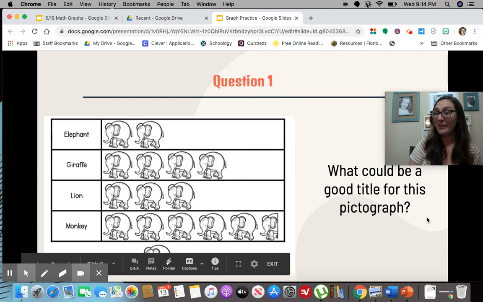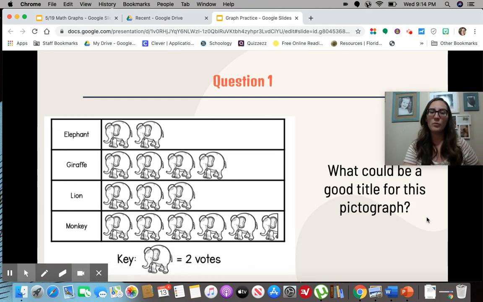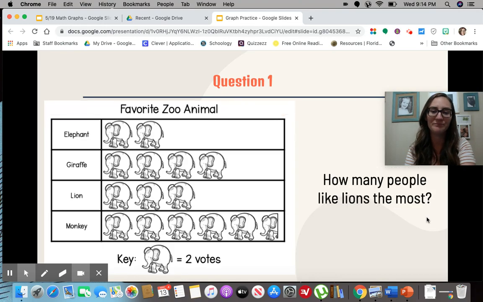Ooh, we have a pictograph. So, first question, what could be a good title for this pictograph? So looking at the categories, what do you think would be a good title? A good title might be, we know they're talking about animals, so maybe favorite animals, something like that. It wouldn't make sense that our graph is about food or something because we can see it's elephant, giraffe, lion, monkey. Here the title, favorite zoo animal.